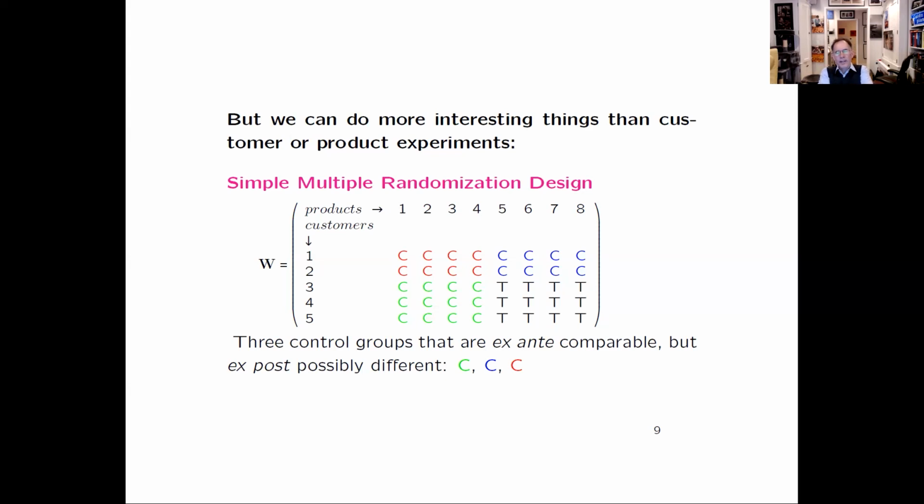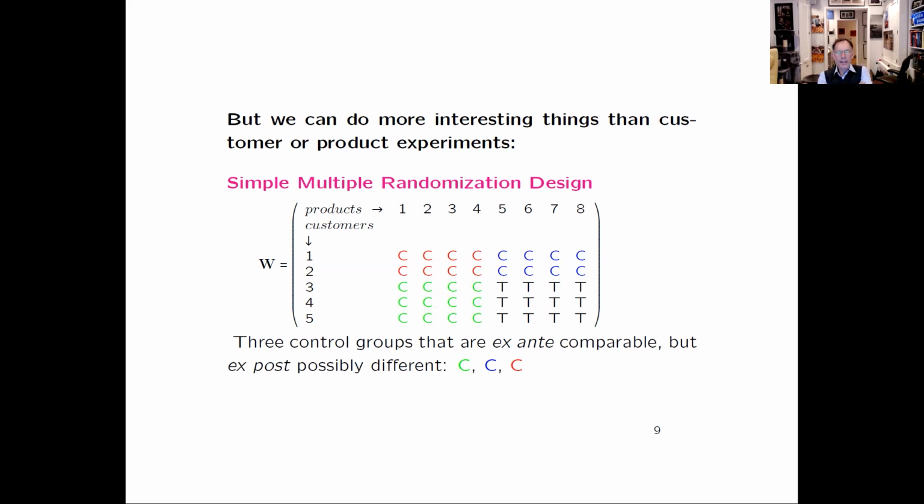And what does that do? Fundamentally, the key insight is that it gives us 3 sets of the customer product pairs that are ex ante comparable because of the randomization, but they're only ex ante comparable. Ex post, their average outcomes may be different because of interference between units, between customers, and between products.